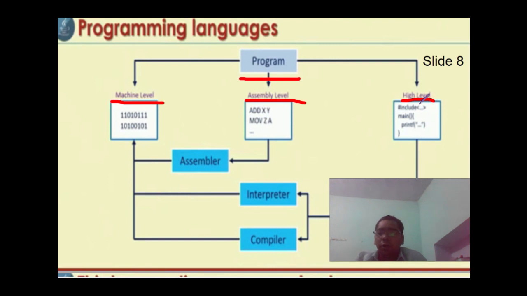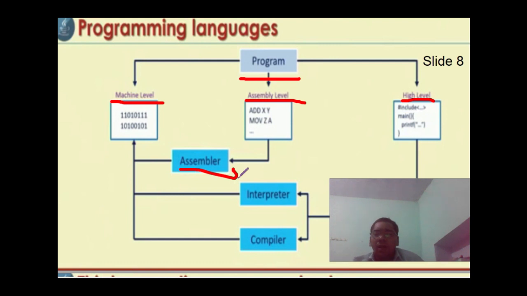Now, if you write a program in machine language, it does not require any more processing, and it can straight away run your program. However, if you write a program in assembly language, then we need to translate this program into machine level language, and there is a program called the assembler, which converts your assembly language program to a machine language program.